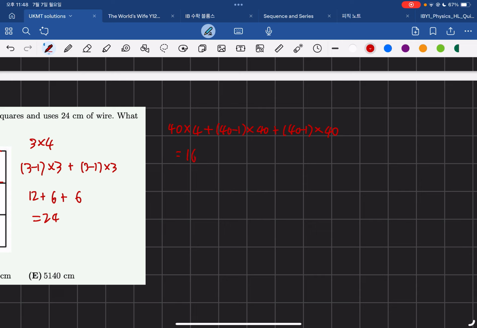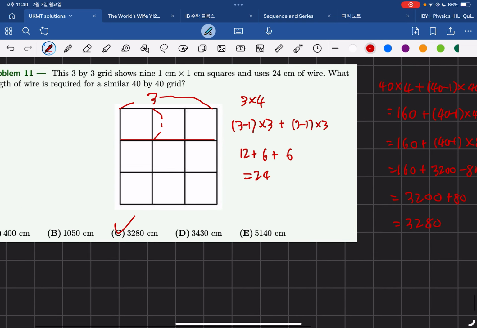And that is equal to 160 plus 40 minus 1 times 40 times 2. And that is equal to 160 plus 40 minus 1 times 80. 160 plus 3200 minus 80. That is equal to 3200 plus 80. So the correct answer is C.